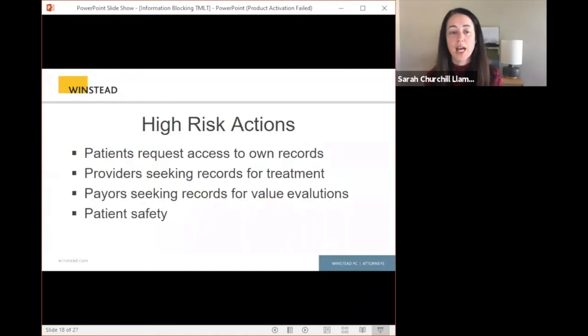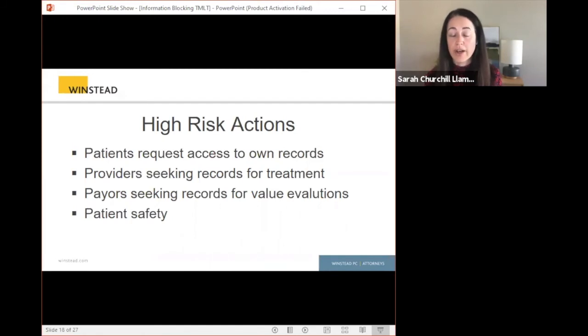Okay, so now we're going to talk about high-risk actions. Whenever patients request access to their own records, it could be a high-risk action if you deny or try to limit the information they're getting. Also providers seeking records for treatment, and I would say any TPO, treatment, payment, or operations under HIPAA. If it's allowable, you should be looking at this as, maybe I should be sharing this, and really take a good look at it instead of saying no.